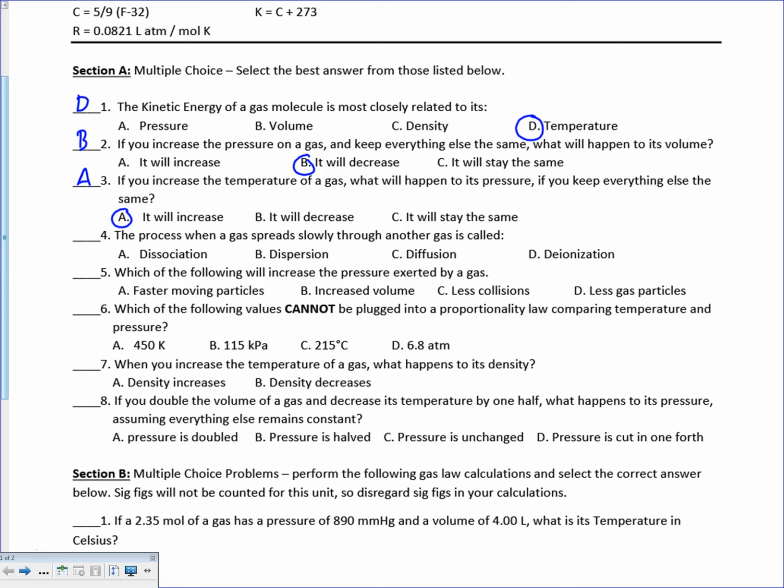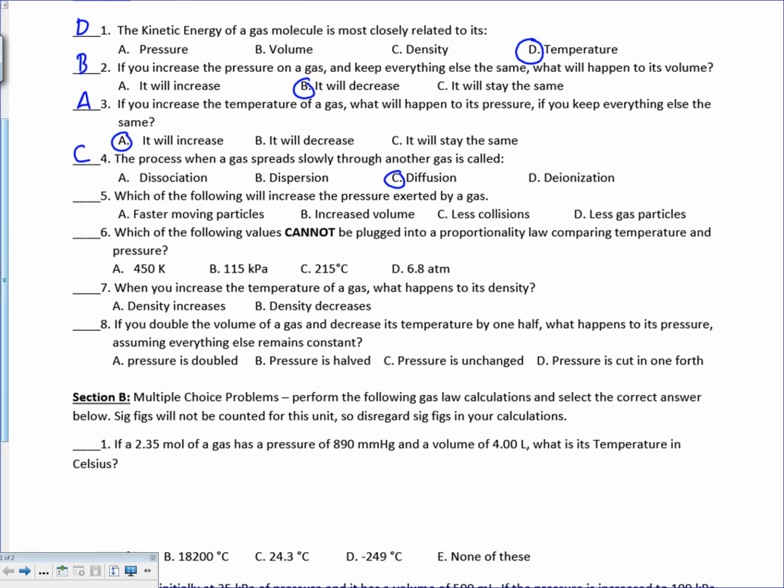Number 4, the process when a gas spreads slowly through another gas. This one is called diffusion, and that's from that first set of notes that we had this chapter. Technically you can have a gas spreading through other things. A gas can spread through a liquid or through a solid. It happens more slowly, but it's all called diffusion.